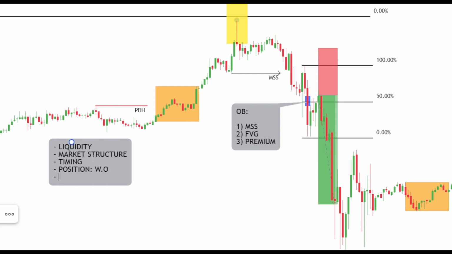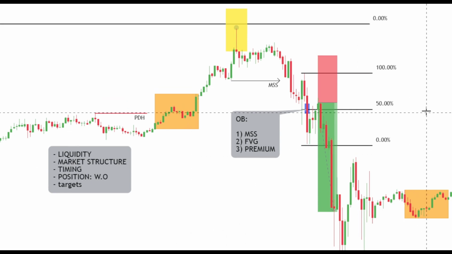And also from here, you want to be looking at targets, right? Where do you want to target in the market? A lot of traders, they get into a trade, but they don't know where to target, and they end up taking break evens or losses, or they don't end up capitalizing correctly on positions they're in. Now, what determines targets? Well, it's all the things above: liquidity, market structure, timing, positions, fair value gaps. All of these things come in conjunction with each other to produce high probability A+ trade setups, such as the one you see in front of you.